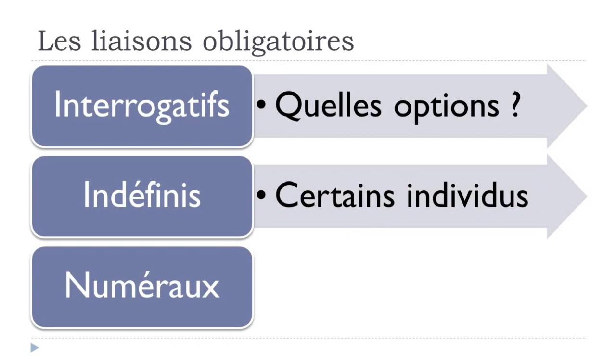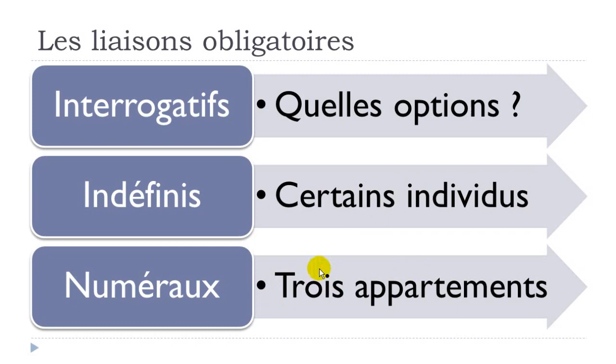All right, and the last situation for this page, numéro. Okay, so if we're talking about the numbers, in that case, I took trois, okay, three, just because it ends with S, as you can see here, and then appartement, apartments, starting with a vowel, so you should make the liaison. Trois appartements, okay? So, quelles options? Certains individus, trois appartements. So, in all these cases, you should make the liaison, all right?